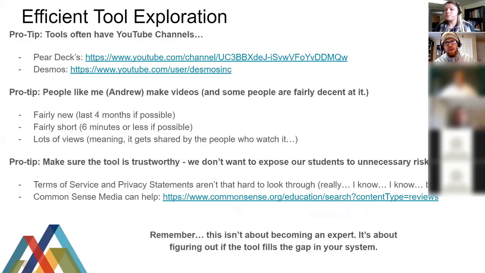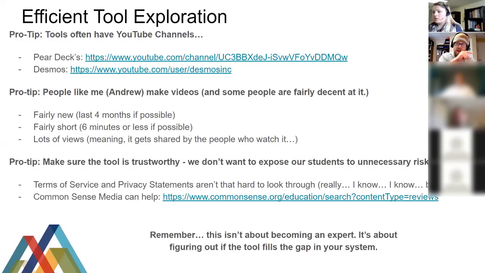Now, when it comes to exploring these tools, you want to be able to invest a little bit of time in exploring these tools so that you have a sense of what they do. Okay, so there's 3 pro tips I've put on this. The first one is, tools often have YouTube channels. So if you want to know what a tool does, go watch the videos that tool has made, teaching people how to use that tool. Pear Deck and Desmos are 2 great examples of tools that have really good YouTube channels, where if you spent 10 or 15 minutes watching a variety of videos, you'd have a pretty good sense of what that tool does.